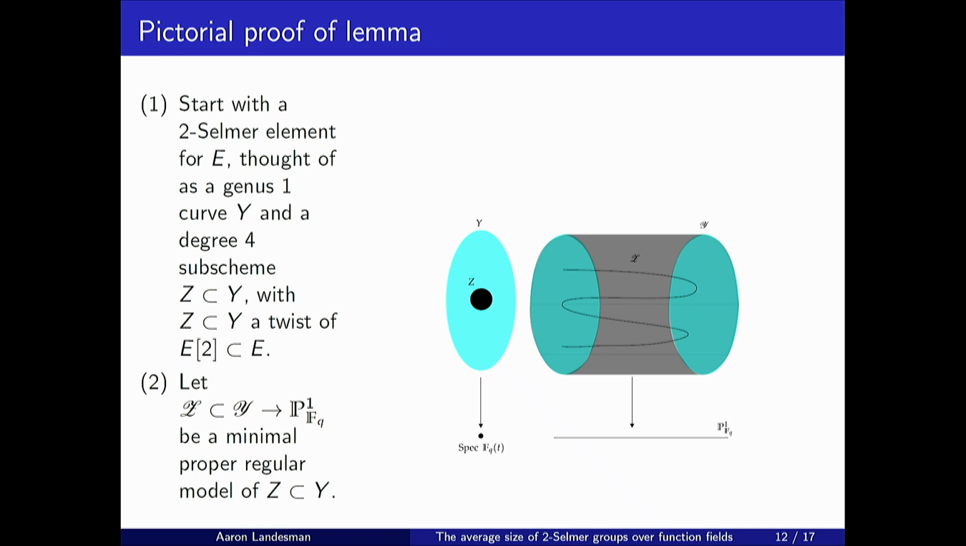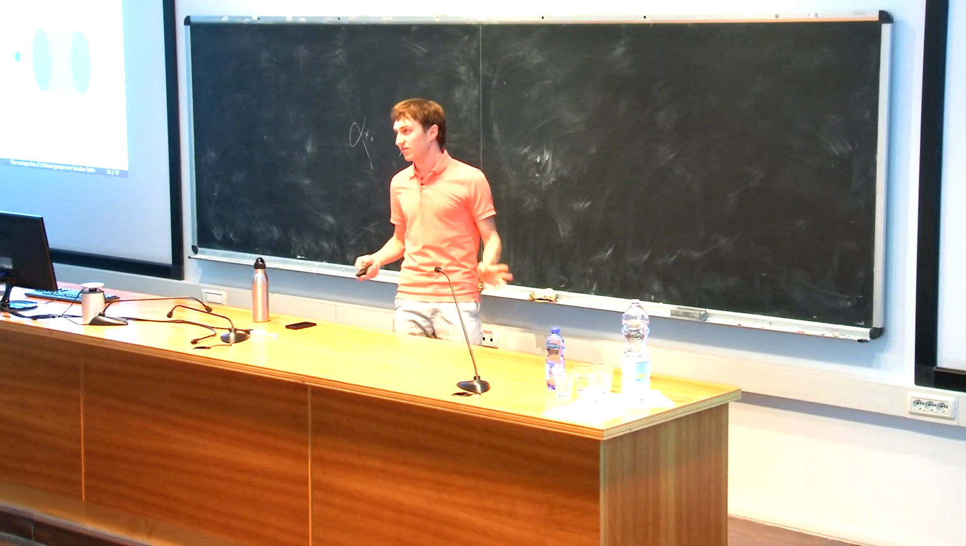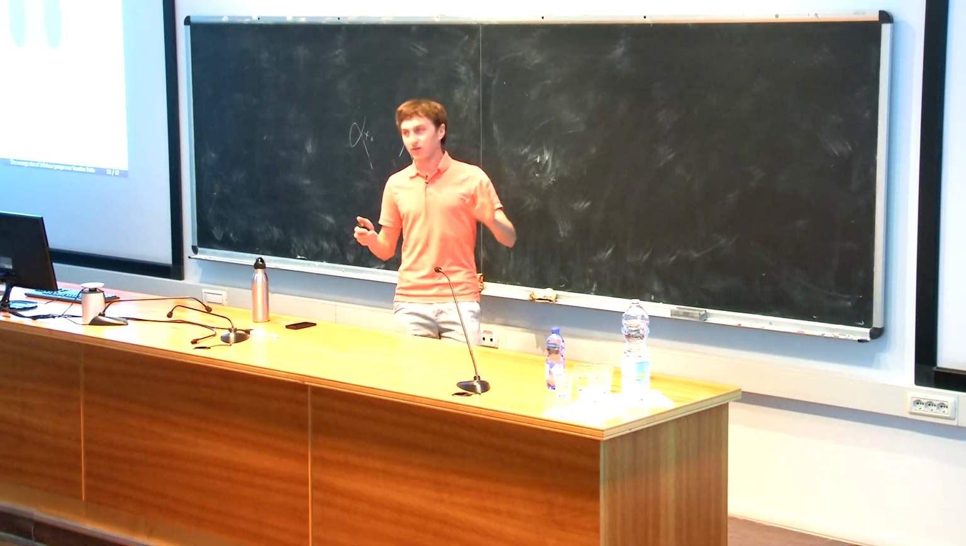But analogously, you can still spread this out to a minimal proper regular model, which works for any curve. So you have now this minimal proper regular model, which is a genus 1 surface over P1. And again, you spread out this torsor for the two torsion, so it spreads out now into a degree 4 curve. All right, and now we do the same thing.